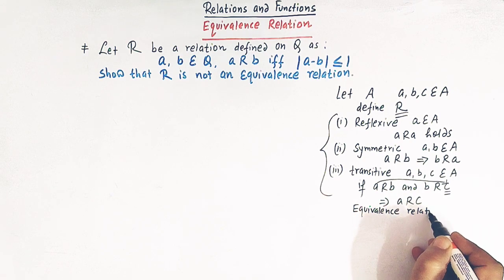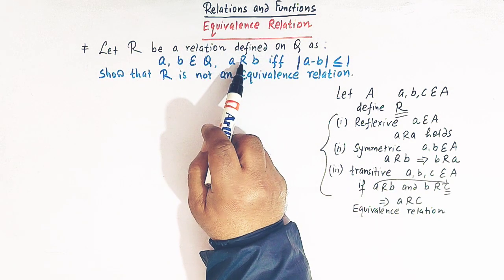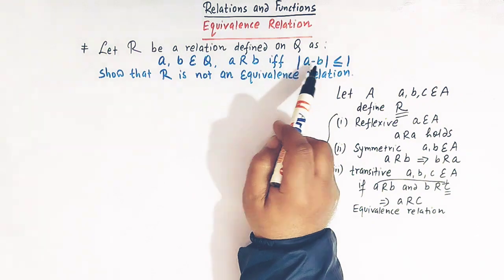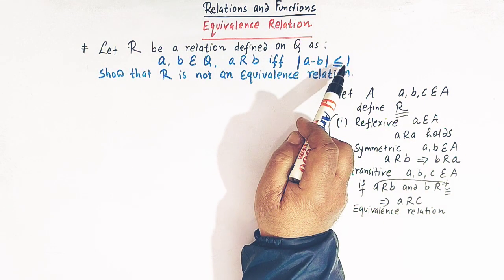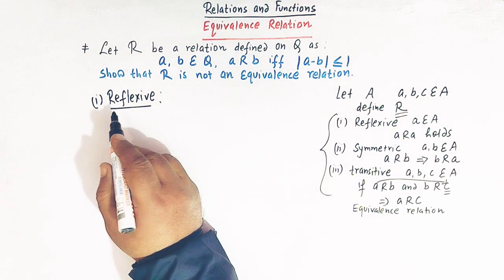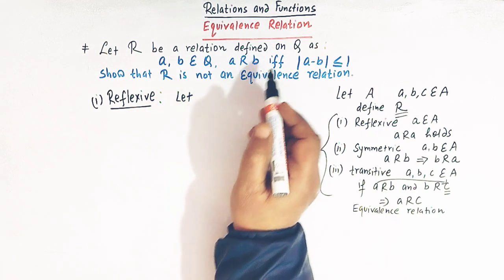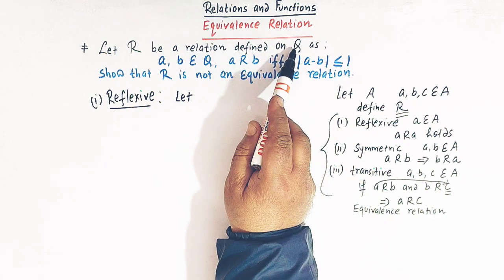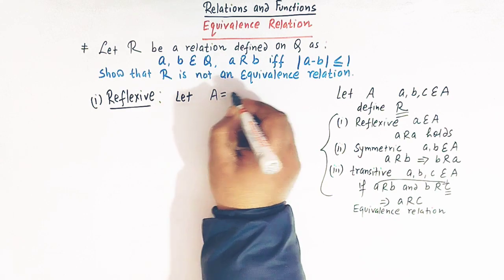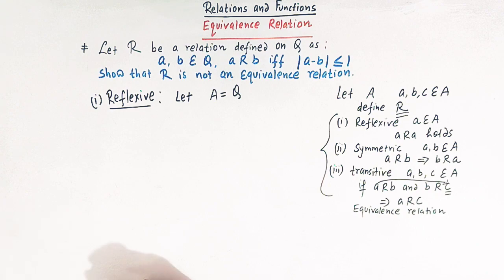So in the given problem, we have to show that this relation R, which is defined as mod of a minus b is less than or equal to 1, is not an equivalence relation. So let us start. Let us first take up the reflexive relation. Here we are given the set A as Q, the set of rational numbers.